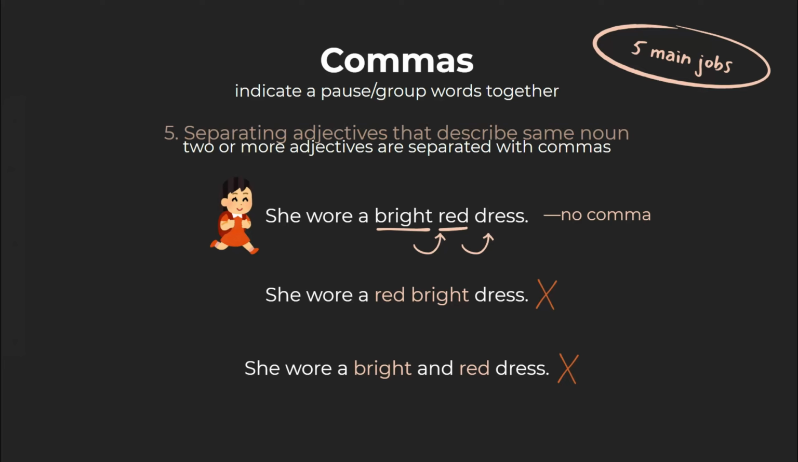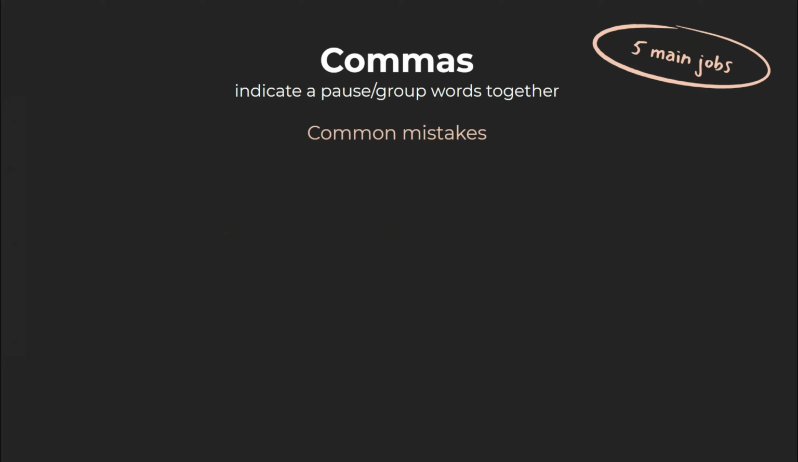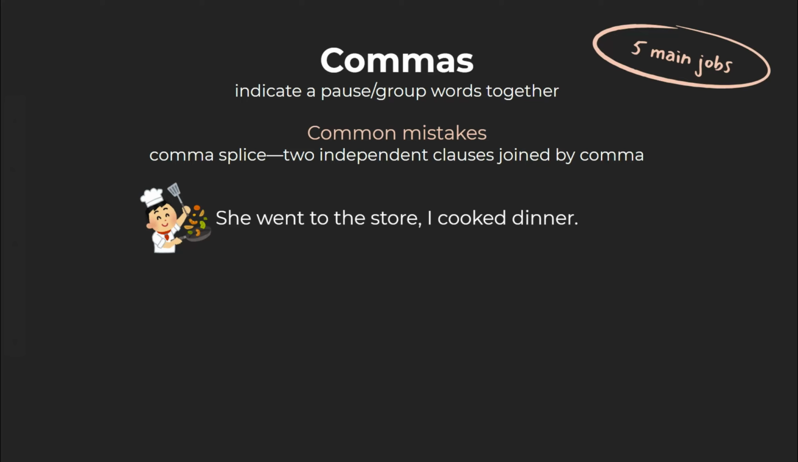And finally, a common comma mistake. A common mistake made with commas is the comma splice. A comma splice happens when 2 independent clauses are joined with just a comma and no conjunction. For example, she went to the store, comma, I cooked dinner. These are both independent clauses and need something stronger than a comma to separate them.